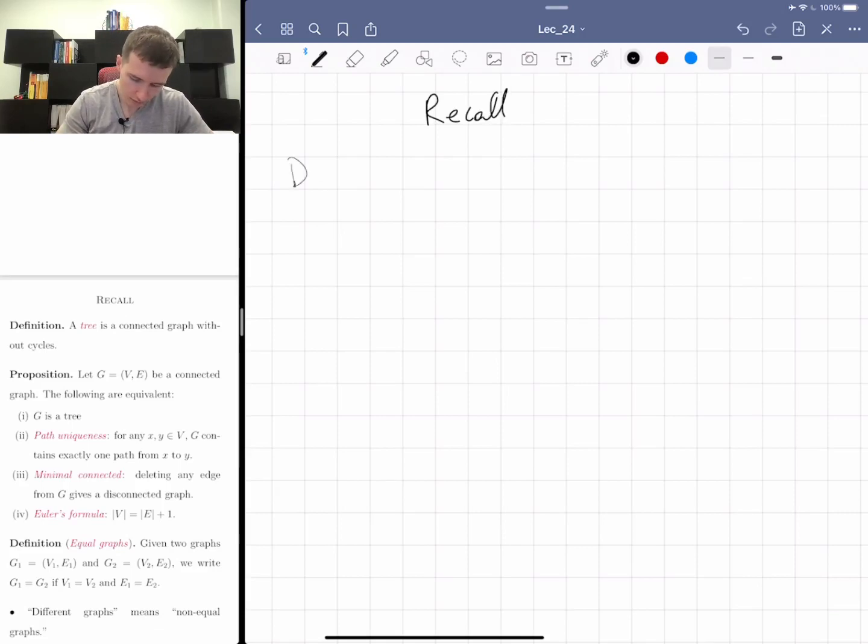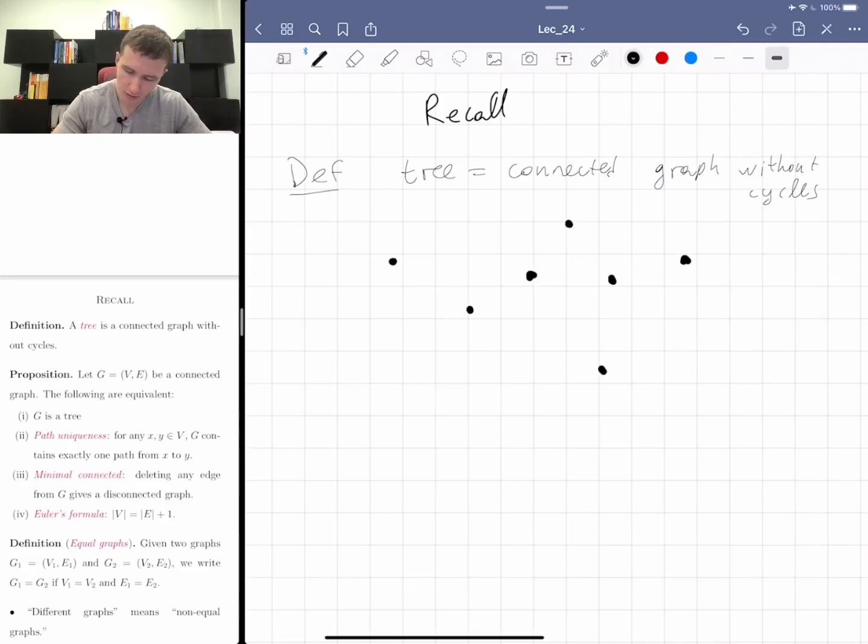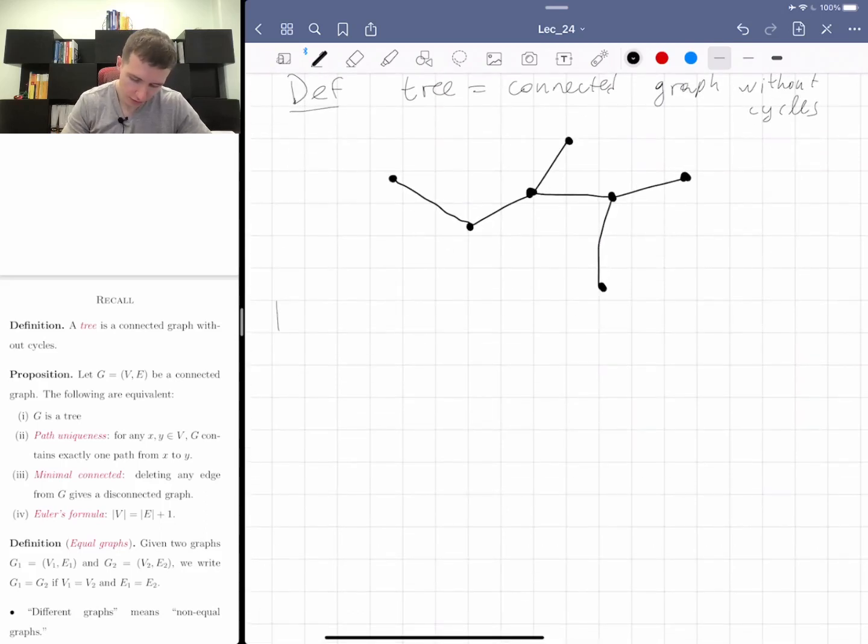A tree is a connected graph without cycles. So, an example of a tree. And I mentioned last time that there are a few equivalent characterizations of a tree, so let me just quickly review them as well.